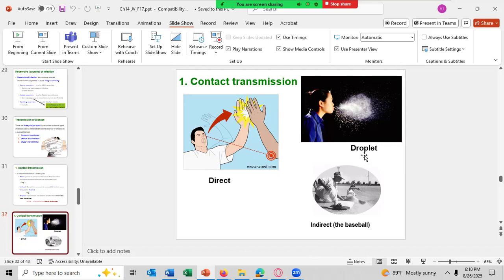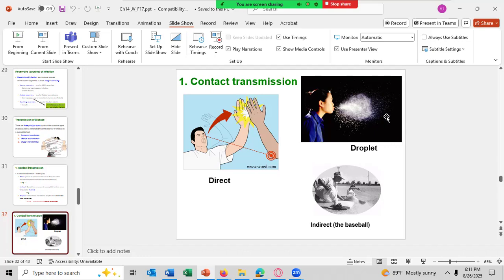And then droplet transmission, which is where a droplet within 1 meter is spreading the disease-carrying organism. I'm not going to quiz you on droplet transmission because you can pick up the disease-carrying organism beyond 1 meter. That would be right here. You can see the droplets right there.